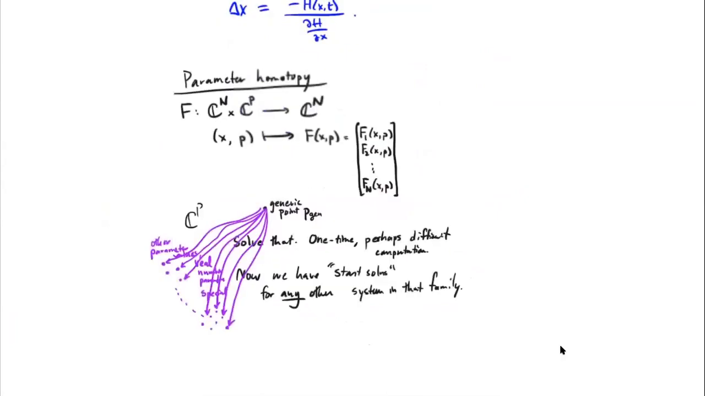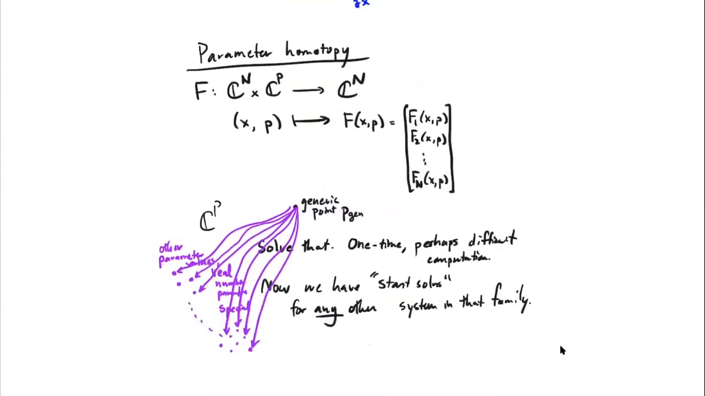I see. So we solve the generic start system in this family, maybe we get six solutions, and then we just have to track those six instead of tracking eight or 800,000. Exactly. So maybe this will be our naive start system. It has 8 solutions. And what we do is, in this one-time, perhaps difficult computation, we might have to use something like this and get these 6.